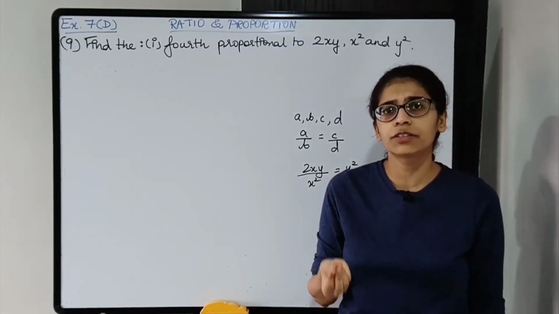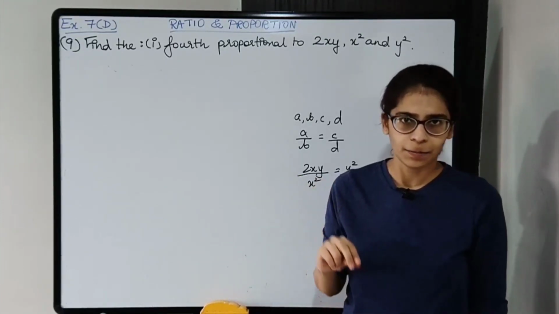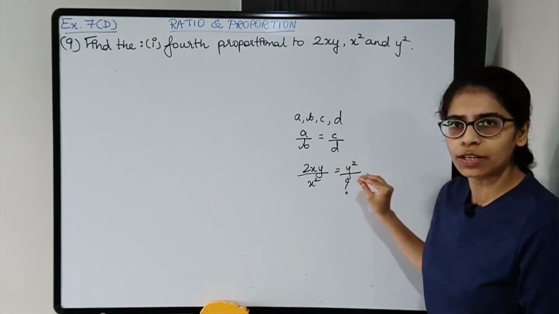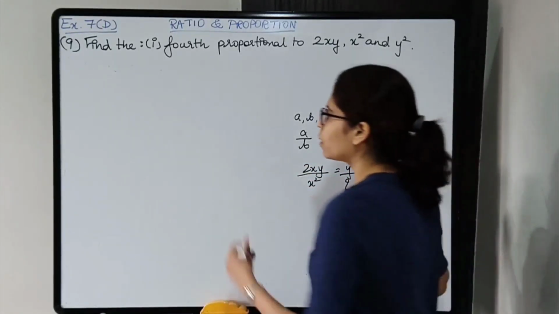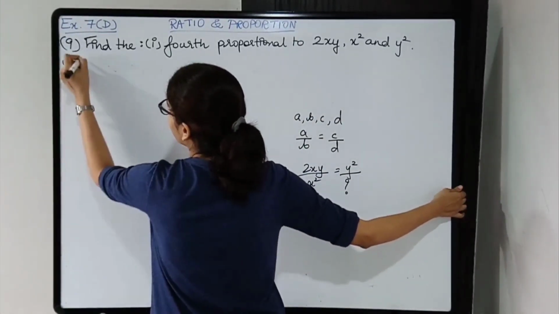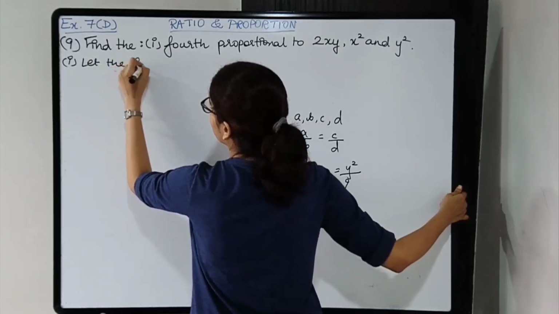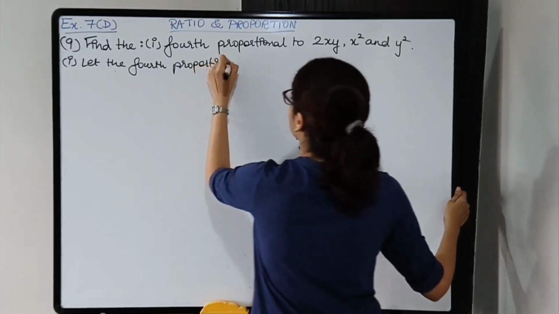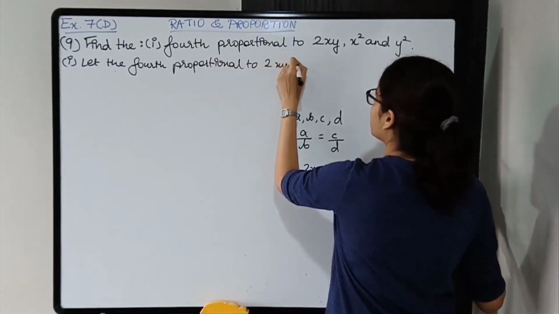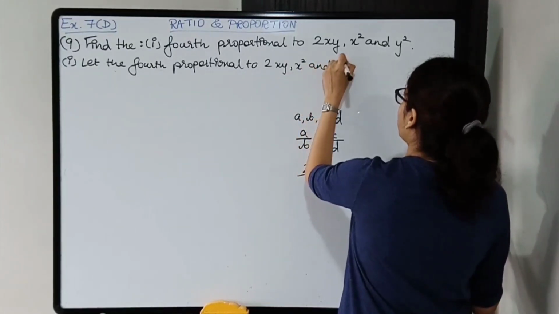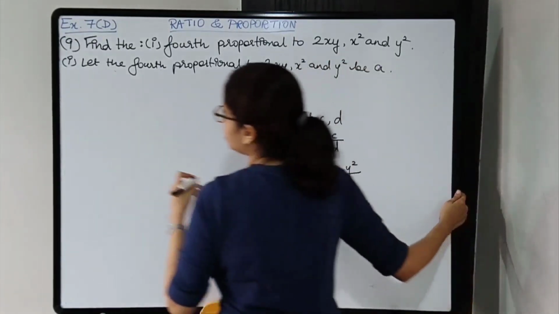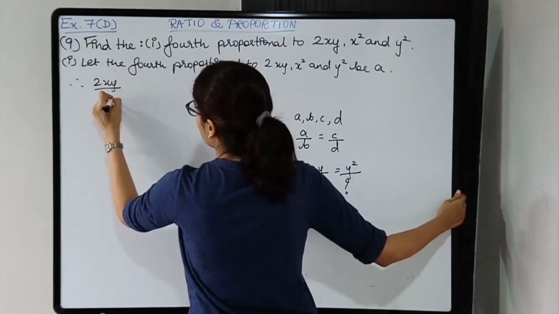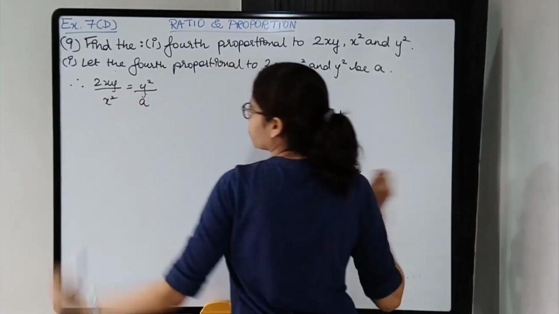Since we don't know the fourth term or the fourth proportional, we'll assume it to be A. You can take any other variable but just not x and y. ठीक है, x and y यहाँ पे use हुआ है. Take any other variable. So I'm taking it as A. Let the fourth proportional to 2xy, x square and y square be A. ठीक है? So therefore I can say 2xy upon x square is equal to y square upon A.